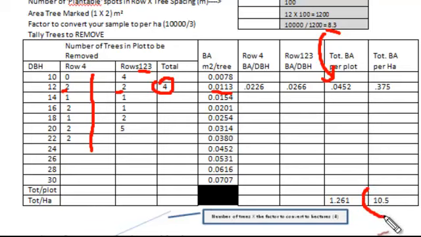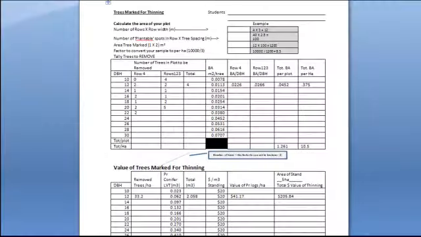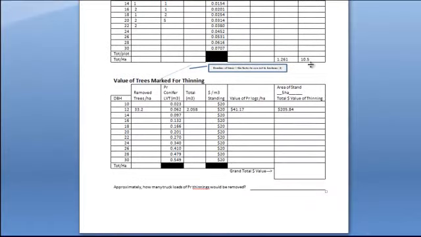So in this one, theoretically, you have removed 10.5 meters squared per hectare, and you remember the target was around there that we wanted to meet. So that's great. Okay, and then the next thing I wanted you to do, once you know how many trees you're going to remove, and this is a very important part for the landowner, is say, well, how much is the wood worth and how much is going to be removed? That's important.